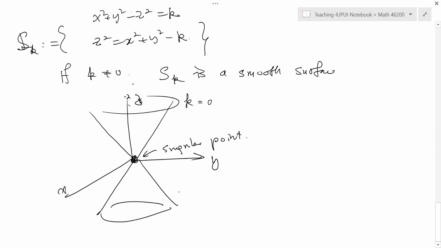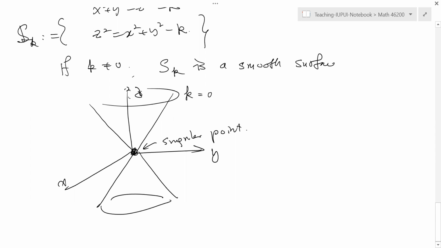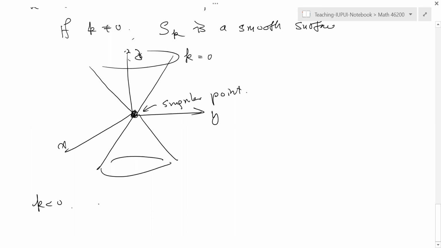Now when k is less than 0, z is going to be plus or minus the square root of x squared plus y squared minus k. It's defined for every x, because the inside is never negative: k is negative, so minus k is positive. So how does it look? It looks like that.